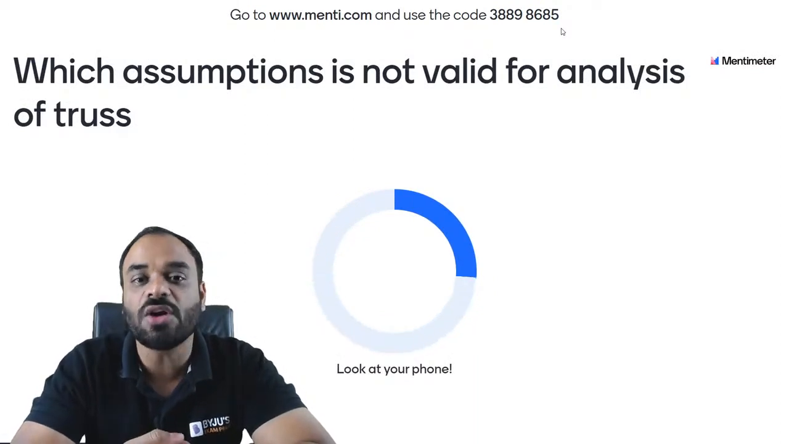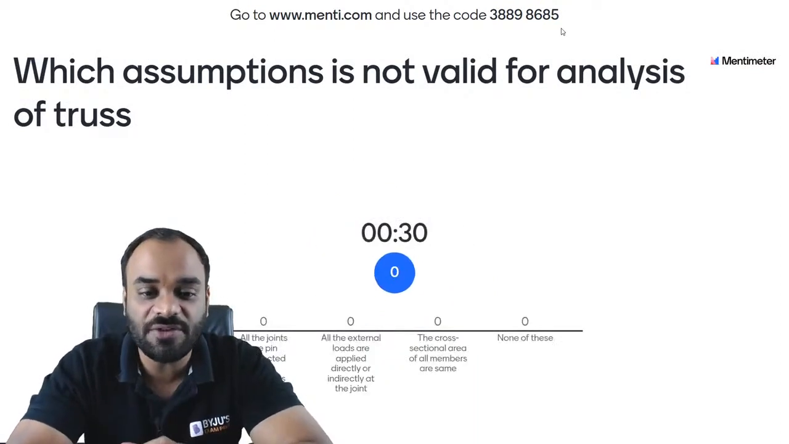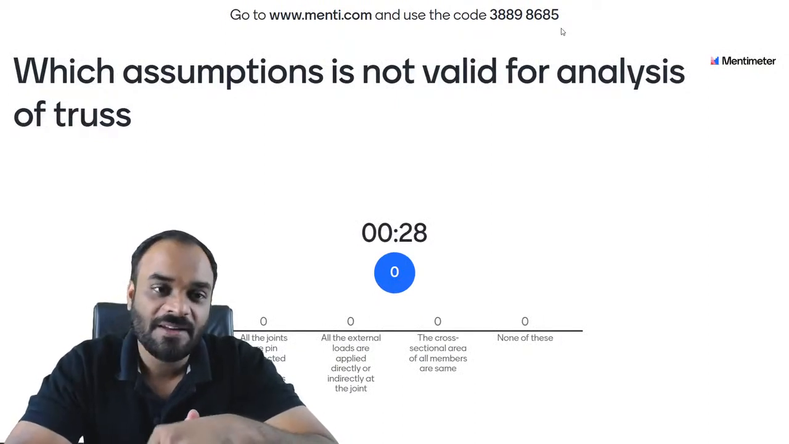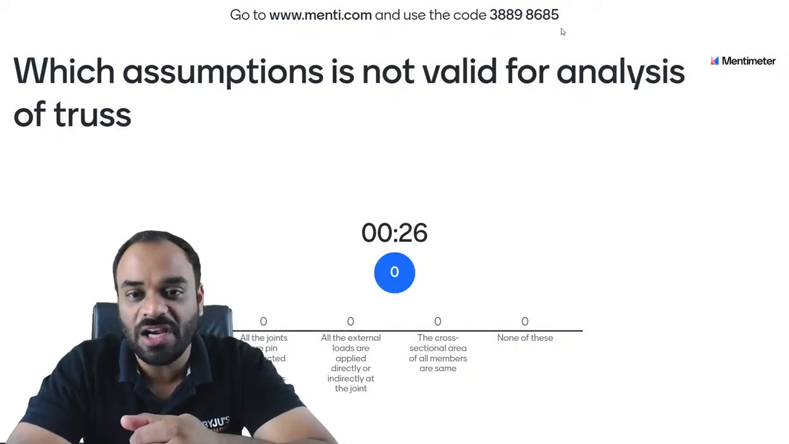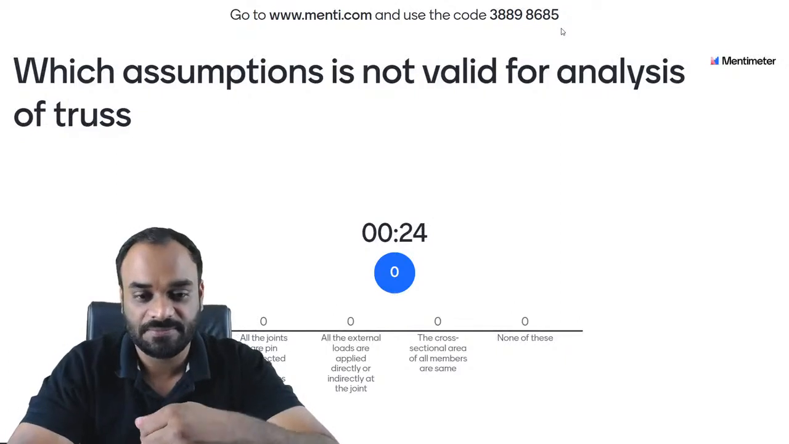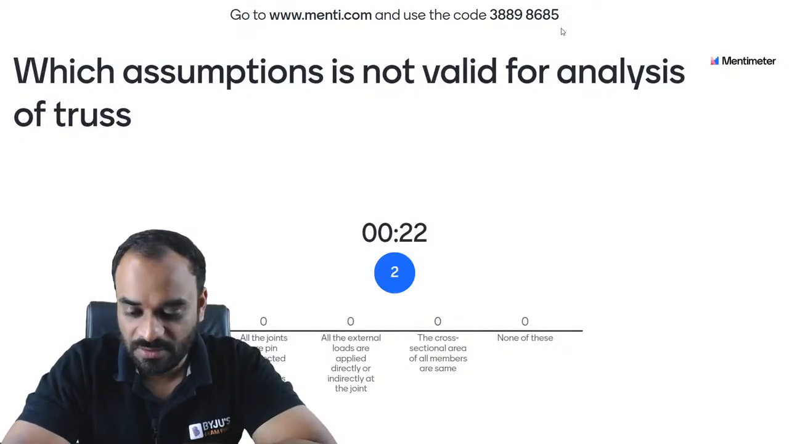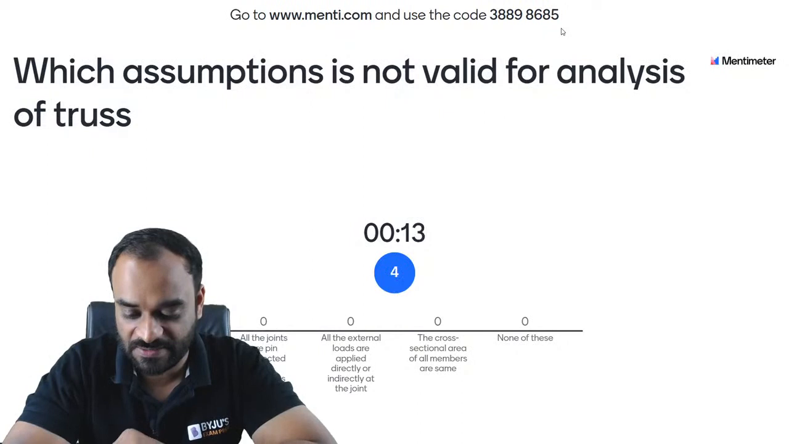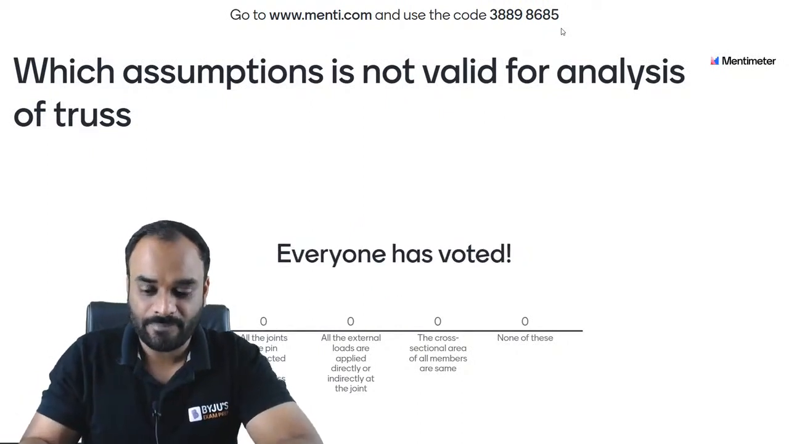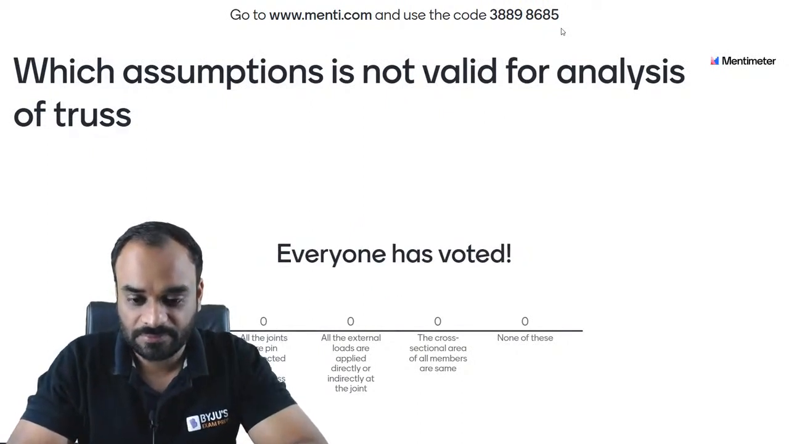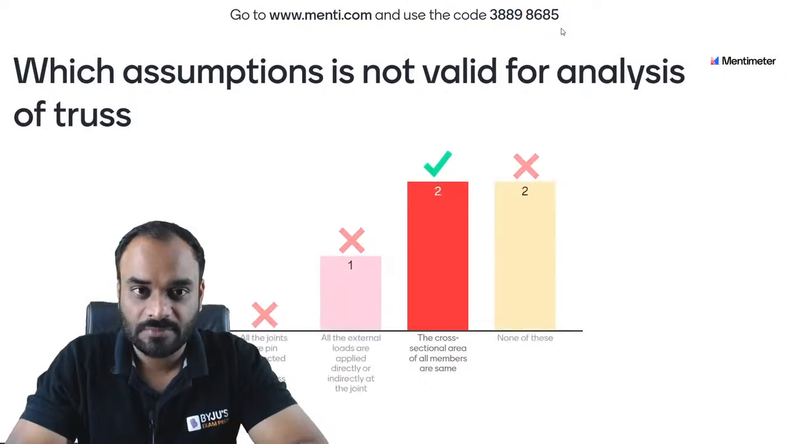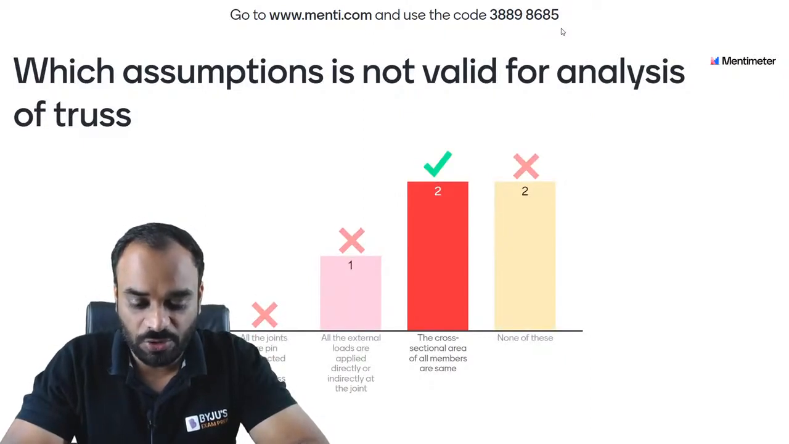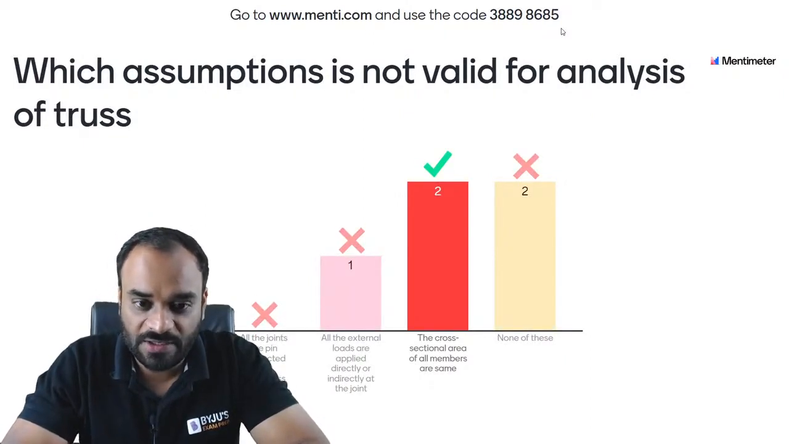Which assumption is not valid for the analysis of truss? Give your answer. Which assumption is not valid for analysis of truss? Kindly join www.menti.com. Very nice guys.